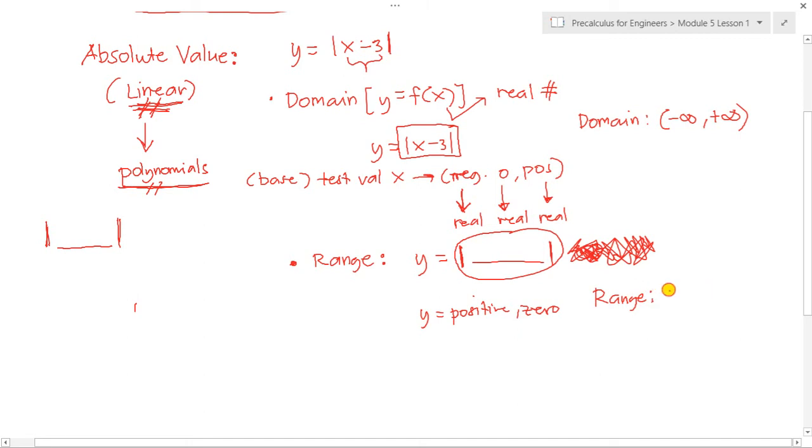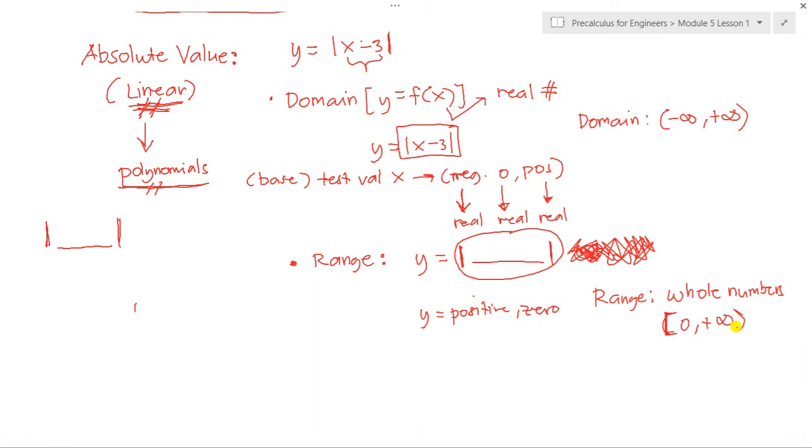Okay, the shortcut: whole numbers. Sorry, it's about whole numbers. Of course, in interval notation, it starts at 0 and ends at positive infinity. Okay, this is what you observe in the absolute value class. If nothing is being added, it's automatic.